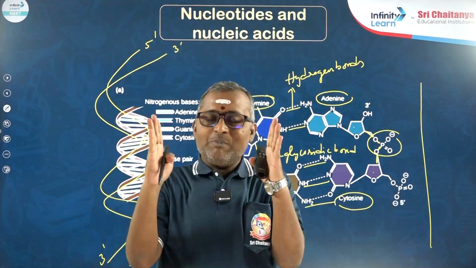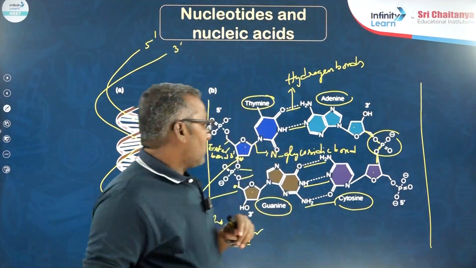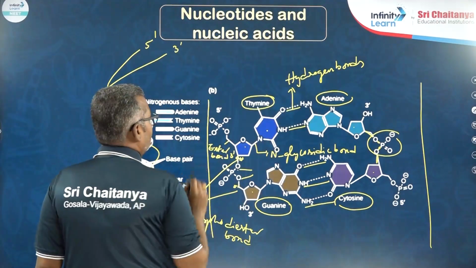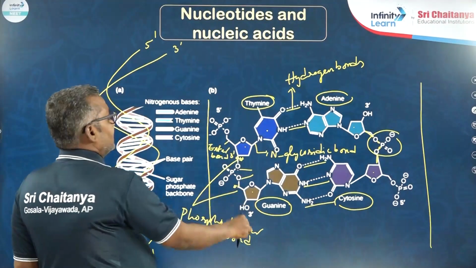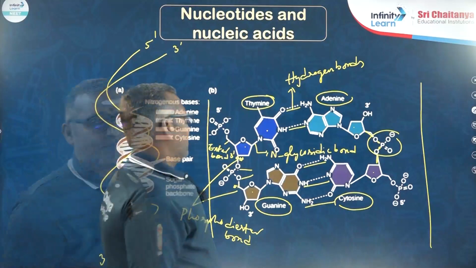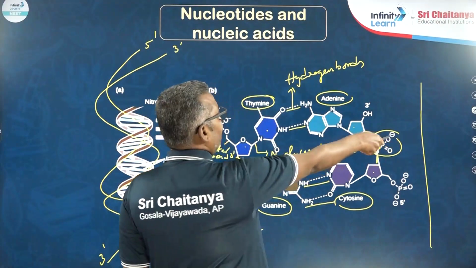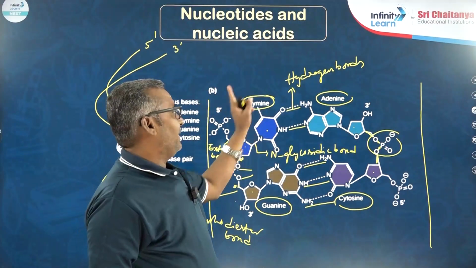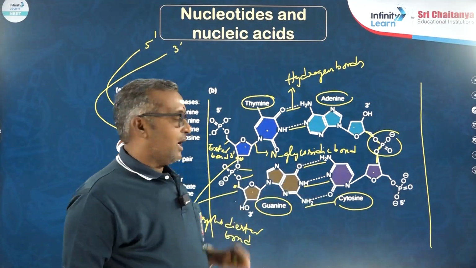Hydrogen bonds are present between adjacent nucleotides. N-glycosidic bond is present between nitrogen base and pentose sugar. And phosphodiester bonds are present between succeeding nucleotides. Now, bases of one strand always pair with bases of the other strand. How are they pairing? Thymine pairs with adenine by 2 hydrogen bonds. Guanine pairs with cytosine by 3 hydrogen bonds.